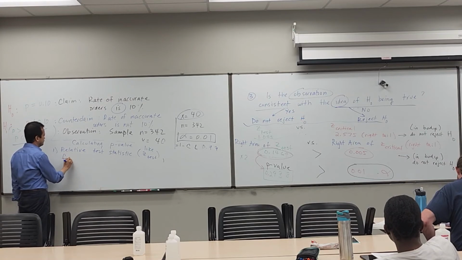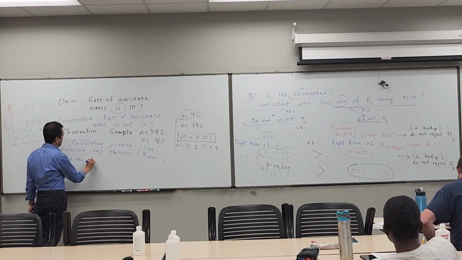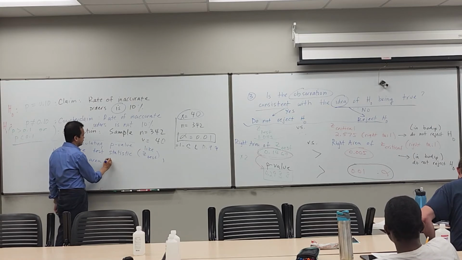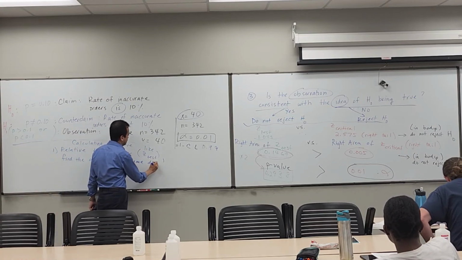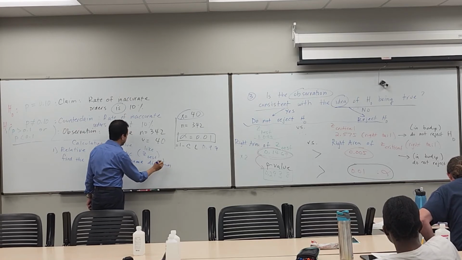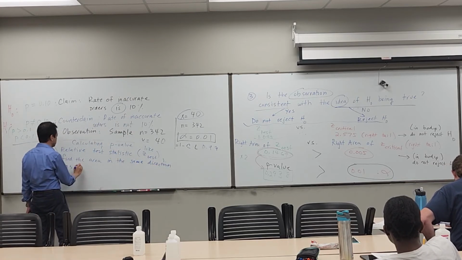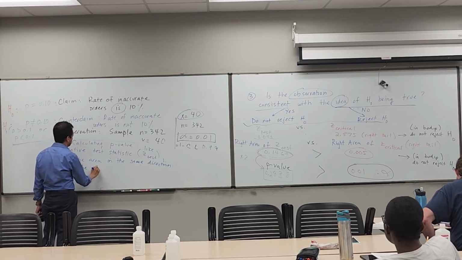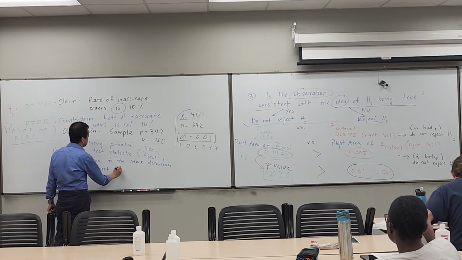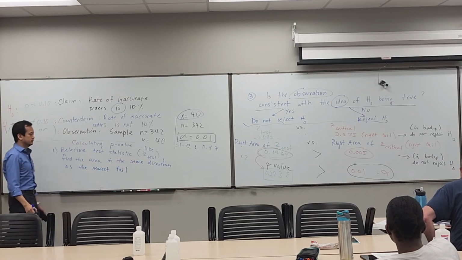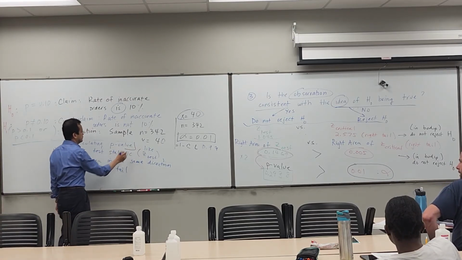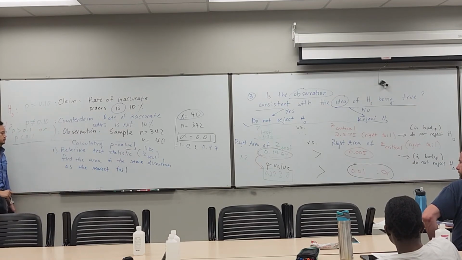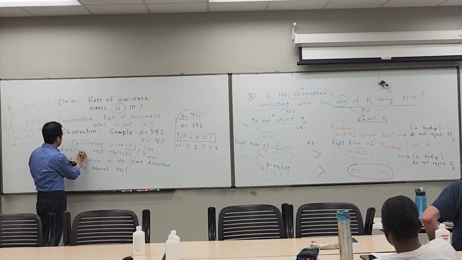Find the area in the same direction as the nearest tail. So relative to the test statistic.